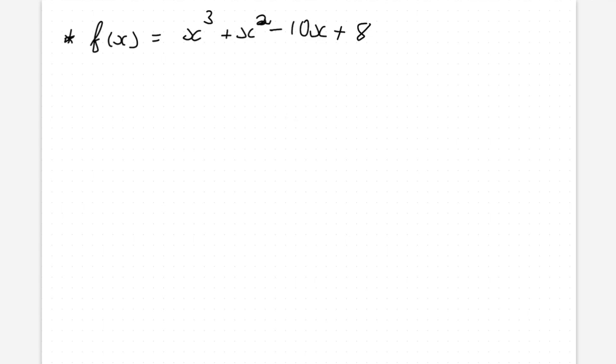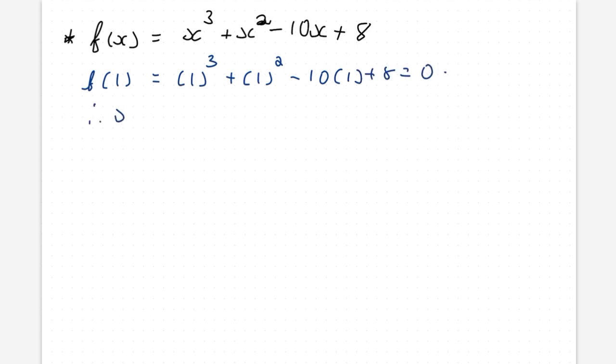Now, you will have found that it is when you replace x with 1 that this becomes 0. So 1 cubed plus 1 squared minus 10 times 1 plus 8 gives us 0. Therefore, x minus 1 is a factor.